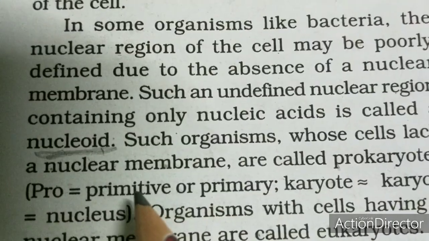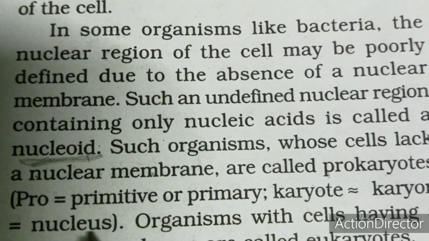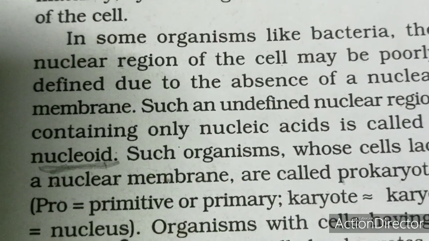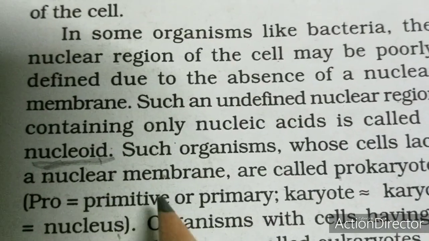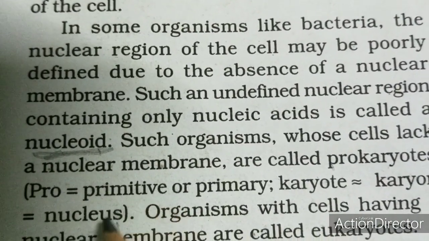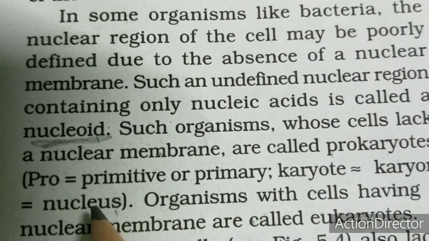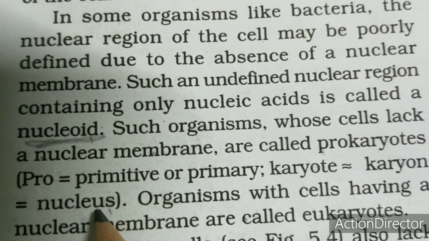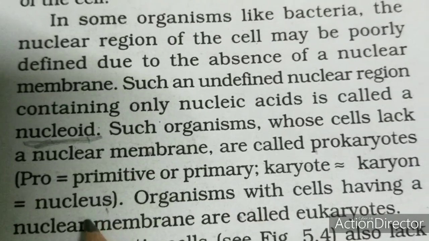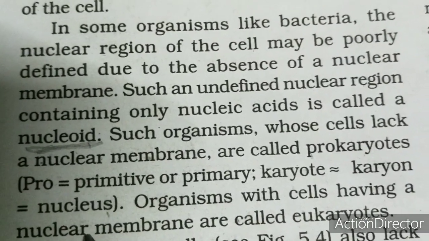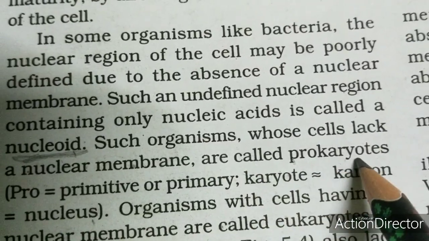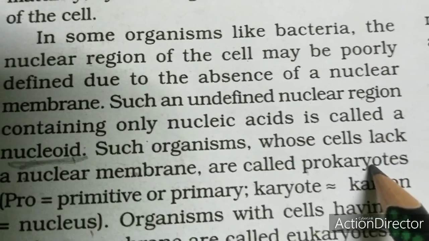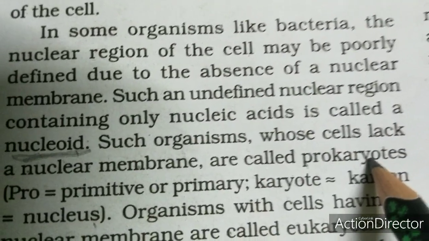Prokaryotic. Pro means primitive. Karyote or karyon means nucleus. The cells having a primitive type of nucleus are called prokaryotic cells. What is a primitive nucleus? A nucleus without the nuclear membrane but has only the nucleic acids. The organisms which possess such cells are called prokaryotes. An example is bacteria, a prokaryotic organism.